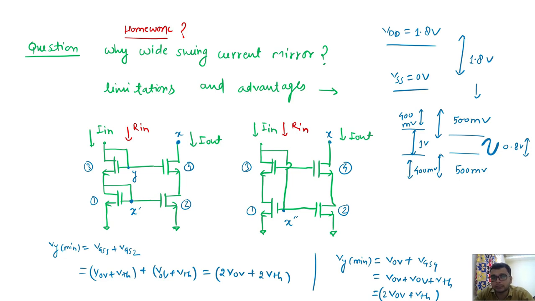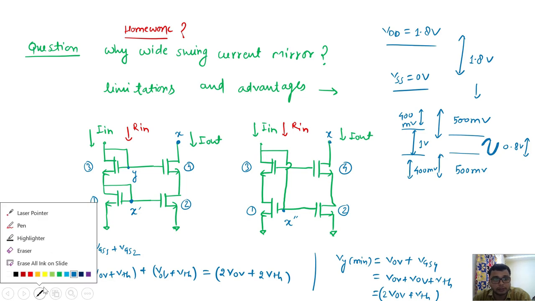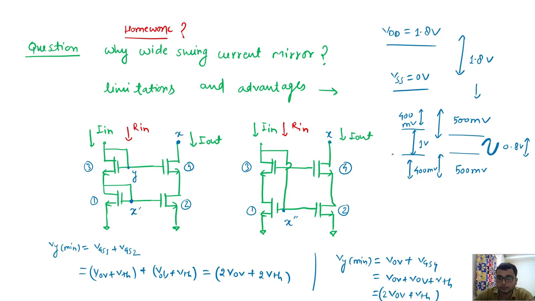So from both sides we can see that if I'm looking from the side of 1 and 3, we are losing one more VTH. But the actual need of this minimum VY voltage is that it should be 2 overdrive plus VTH. So it means we are losing one extra VTH here. If we are losing one extra VTH, then what will be the effect? So we are losing one VTH here because here it is going to VTH.